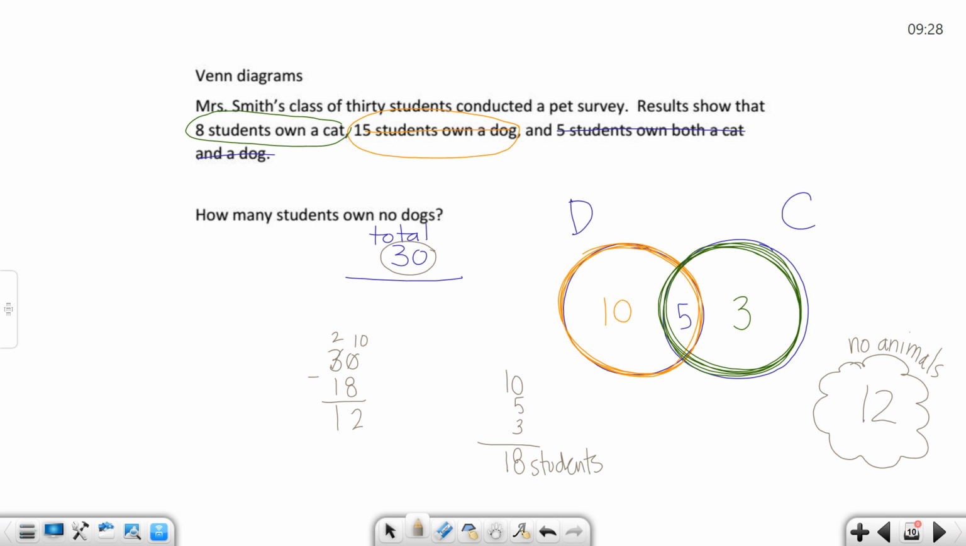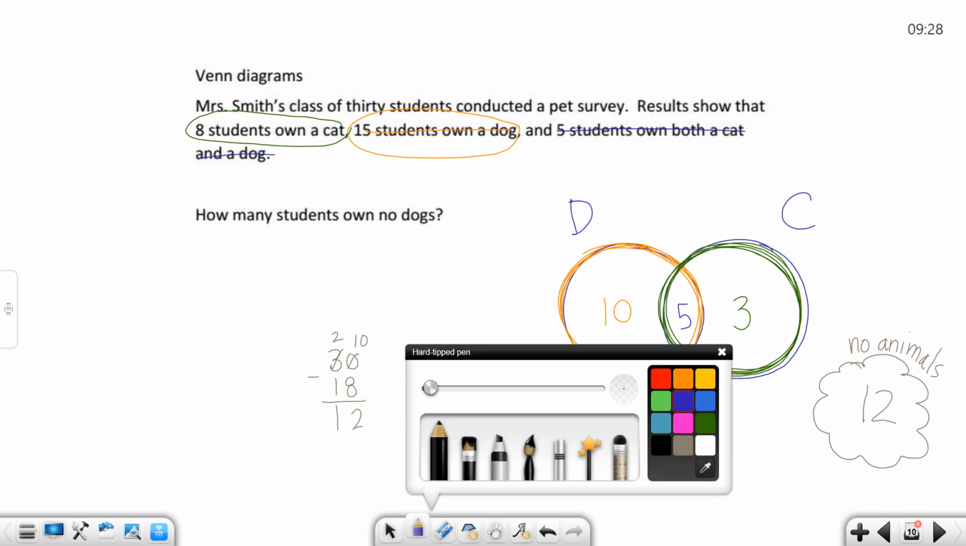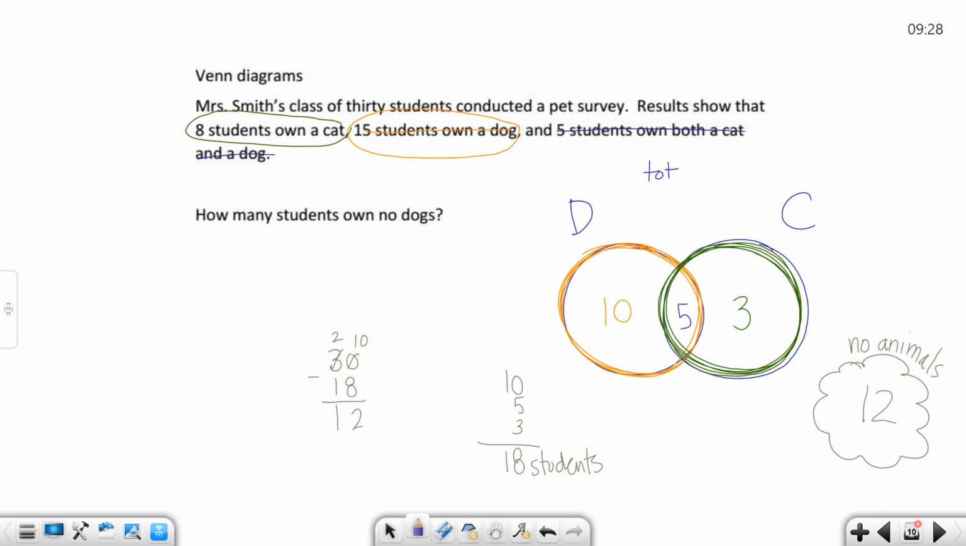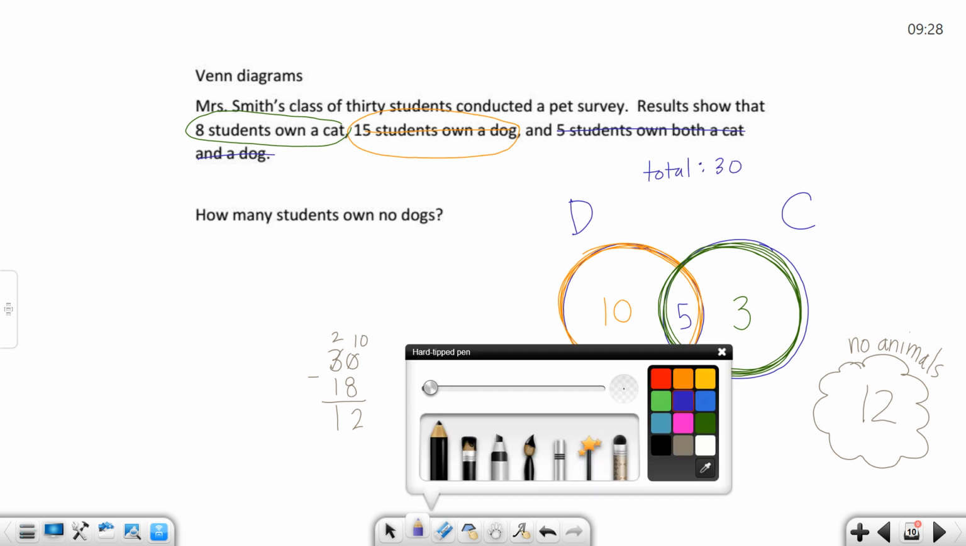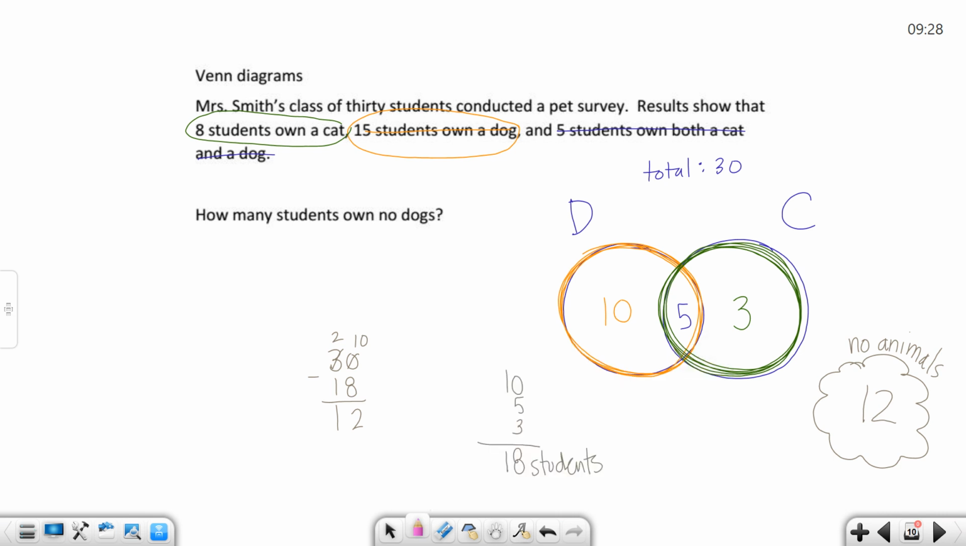So now then, we have the total Venn diagram laid out. We have to answer the question. The question in the problem says, how many students own no dogs? Okay.